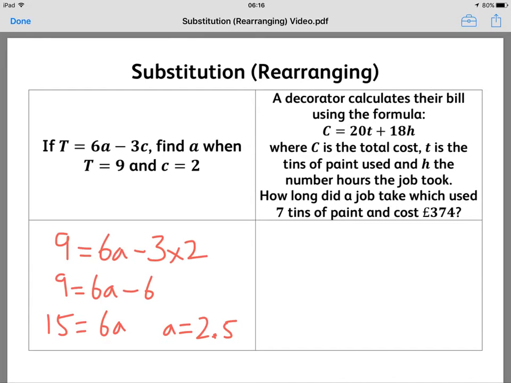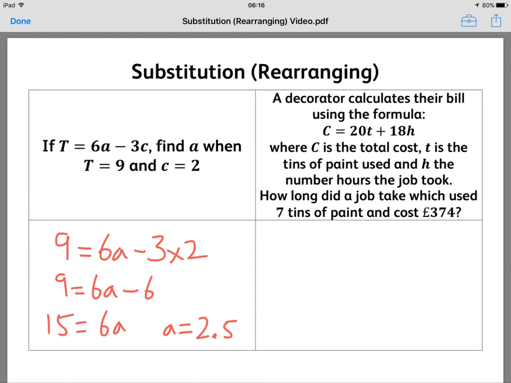Anyway, there we go. Now it says a decorator calculates their bill using the formula C equals 20T plus 18H, where C is the total cost, T is the tins of paint used, and H is the number of hours the job took. How long did a job take which used 7 tins of paint and cost £374? So here we go.